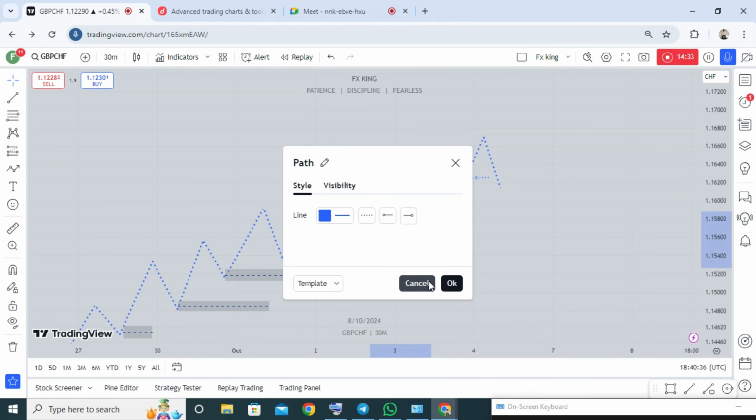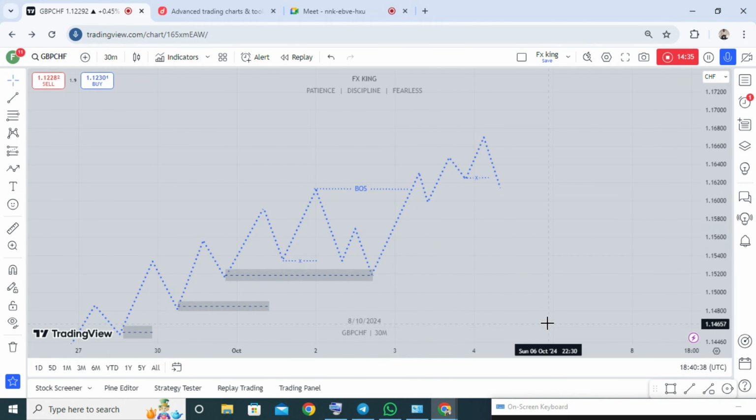But of course, counter trend is also risky. You do that when you have practiced for long.